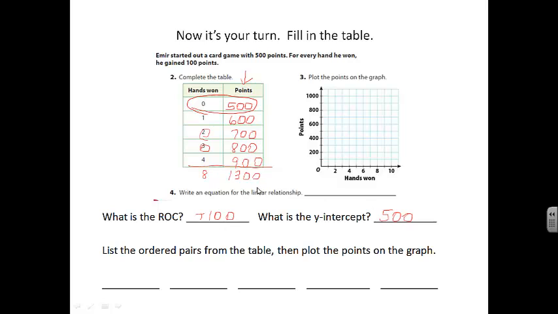Now let's go back up and write the linear equation. Y equals m, what's the rate of change? 100, x plus the y-intercept. B is the y-intercept. And so that's plus 500.